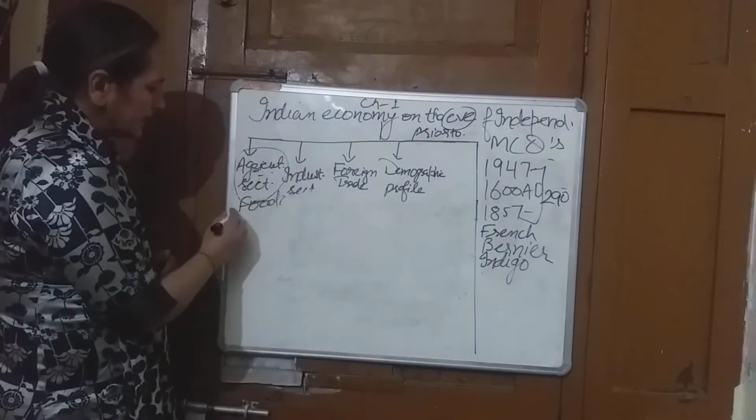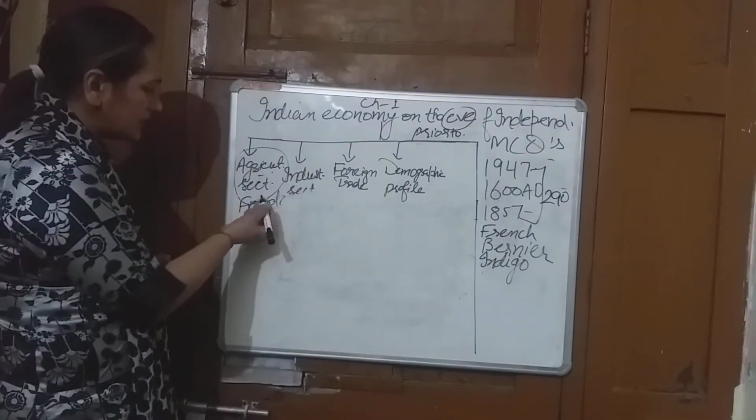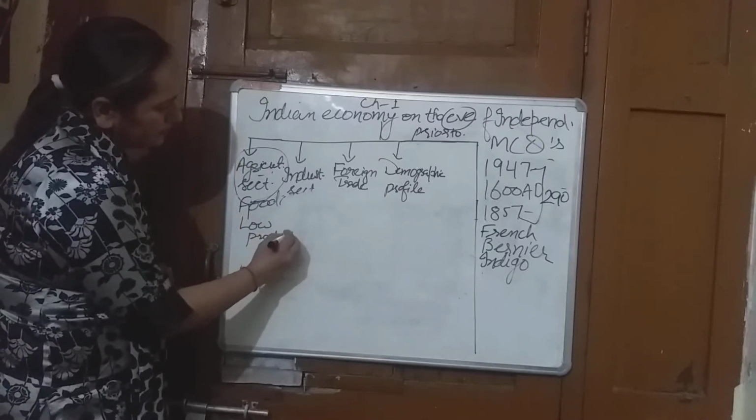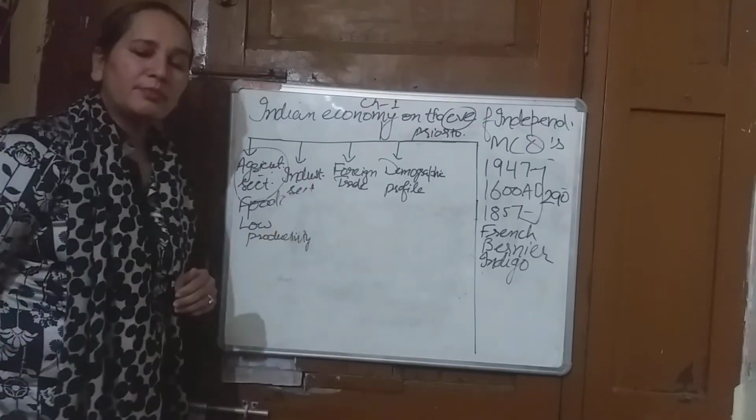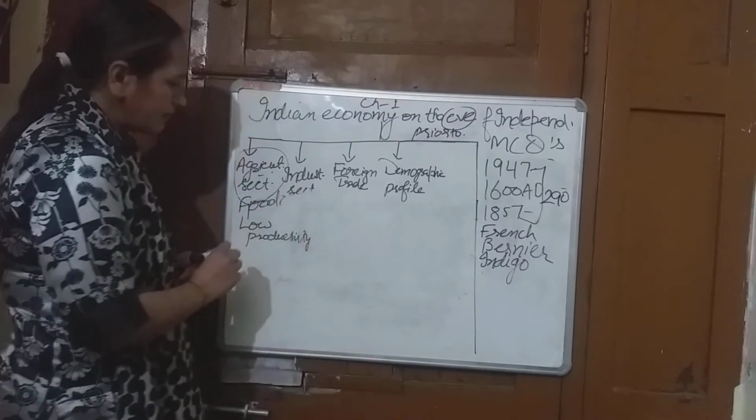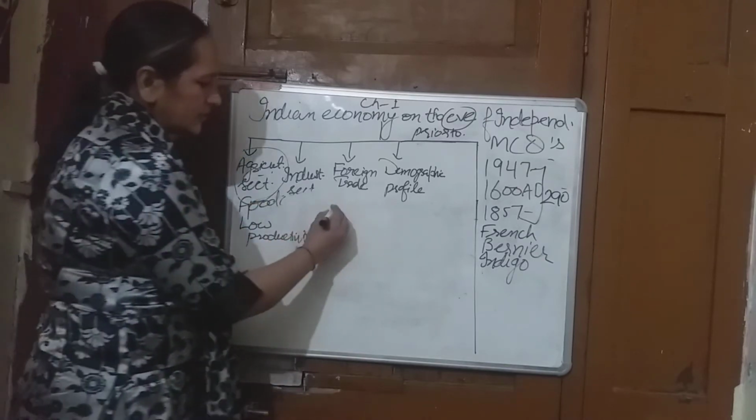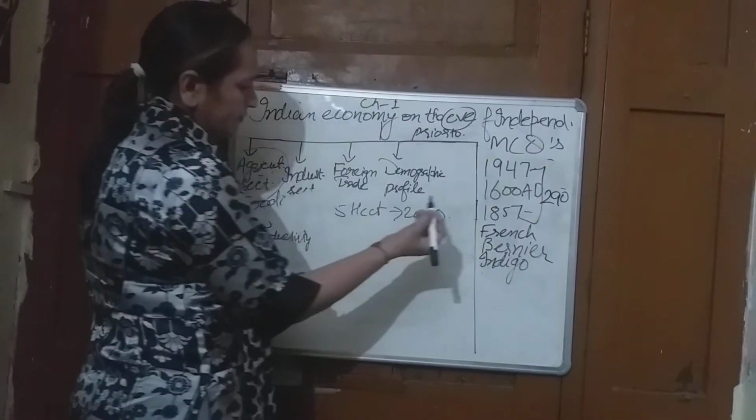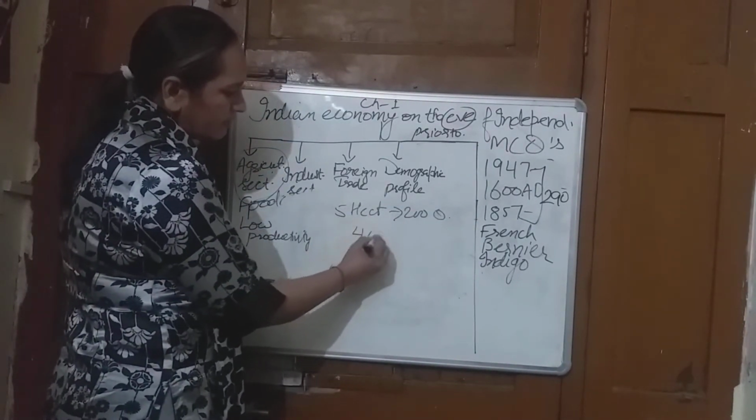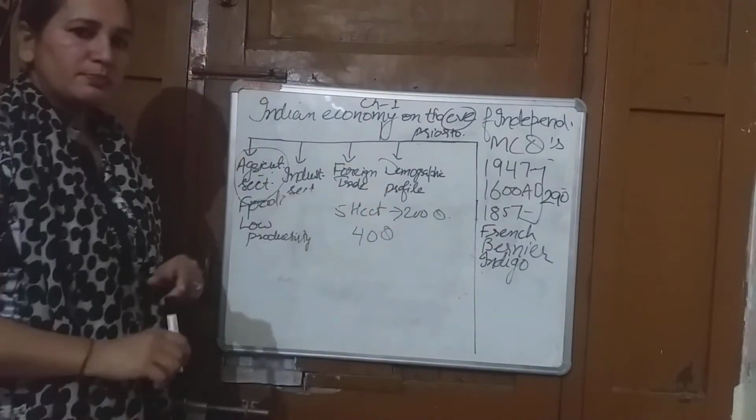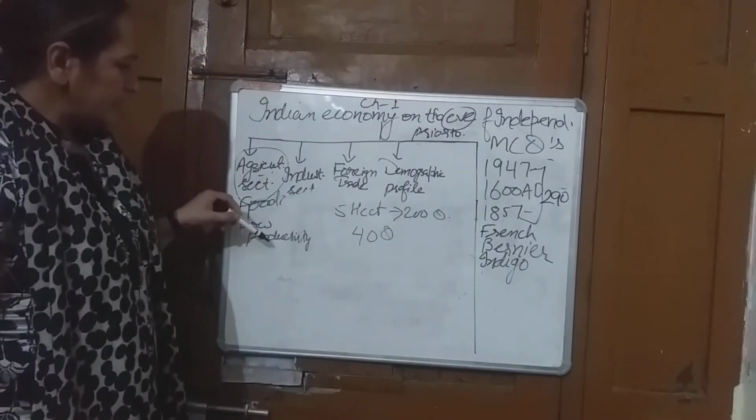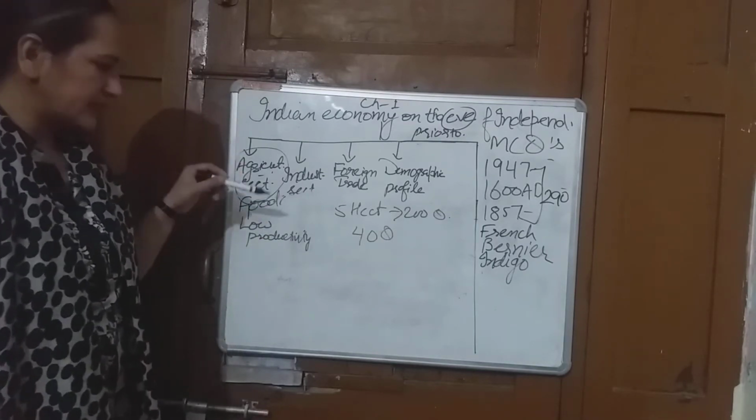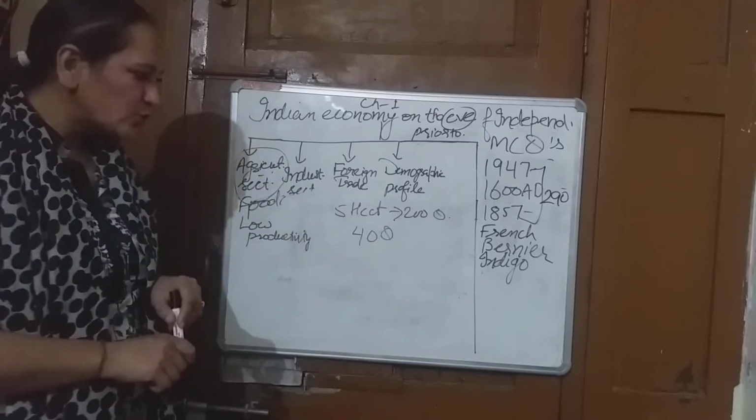Now, what was the state of the agriculture sector when we got independence? First point is low productivity. Productivity refers to per hectare output. For example, one farmer has 5 hectares of land and he is producing 200 quintals of wheat. Then the per hectare output is 40 quintals. That is productivity. Low productivity means that when we got freedom, India's per hectare output was quite less. There are so many reasons.